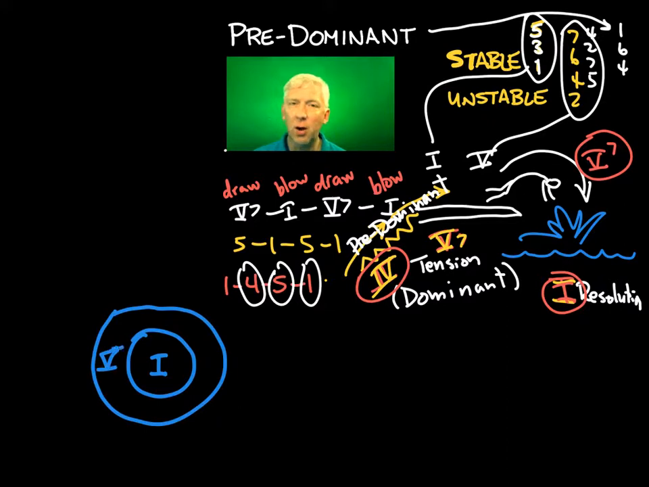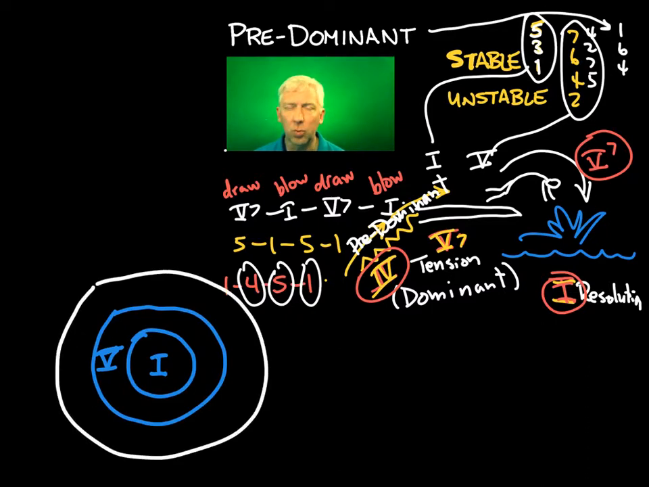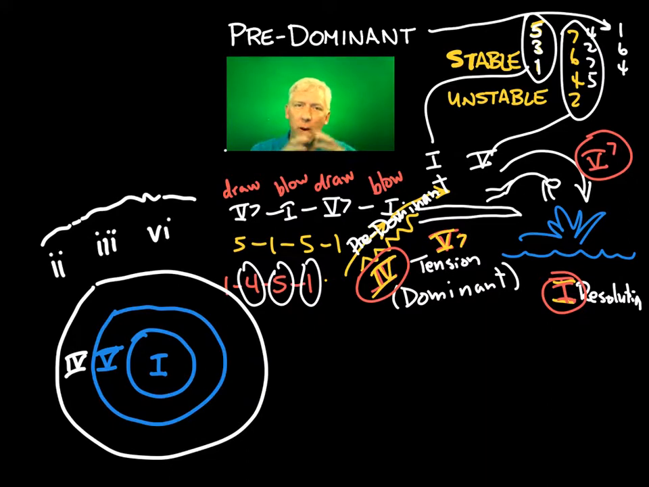But there are also triads built on scale degrees 2, 3, and 6 that are all minor chords. So 2 in the key of C would be a D minor chord, 3 would be an E minor chord, 6 would be an A minor chord. A minor chord has a different kind of feel than a major chord, and it's part of, maybe even beyond, the predominant function. It's part of the color chords that are out there somewhere.